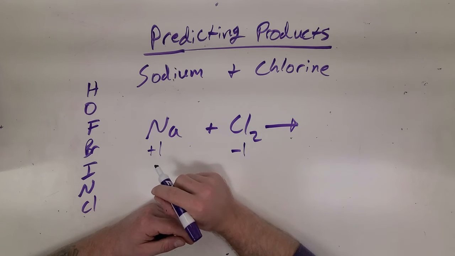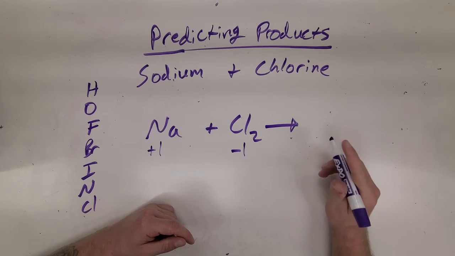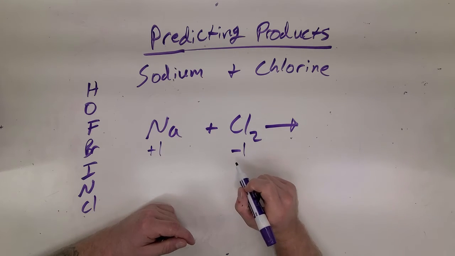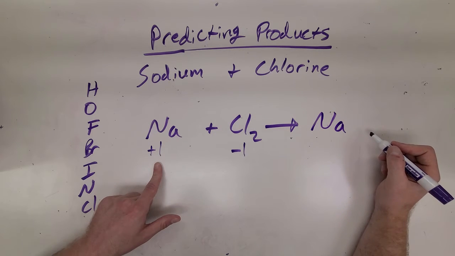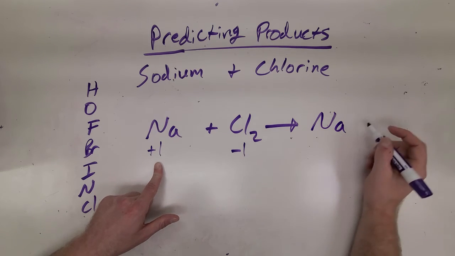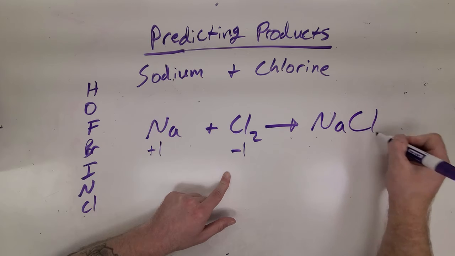We write the positive ion first over here when we rewrite these chemical formulas of them combining. So we'll start off with sodium, and that's +1, that's a -1. They are equal, so we just write Cl right there.